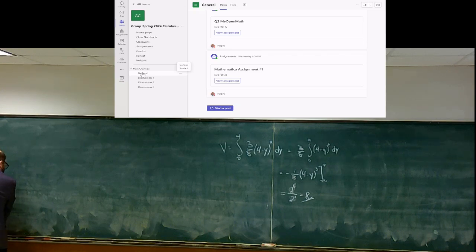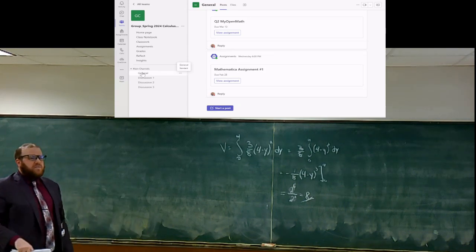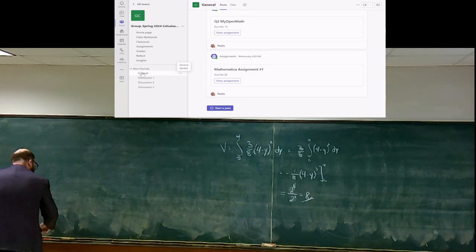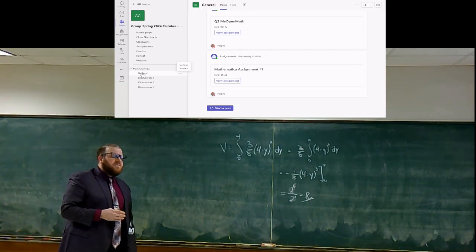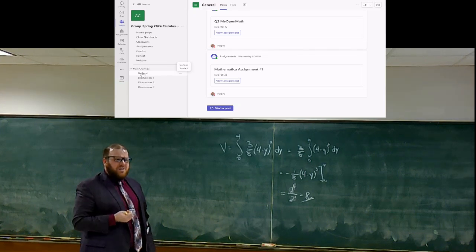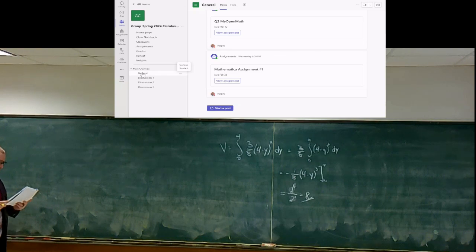And also, I think your textbook does a pretty good derivation of these densities as well, I believe. I actually don't remember if it does density or not. I know it does volume by slicing. It's the first half of the disk method section.